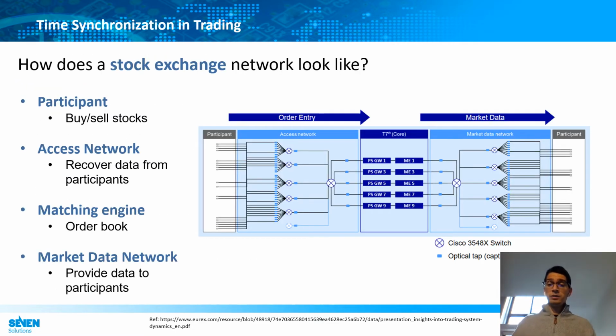A typical stock exchange network will have these four parts. First one will be the participant side. These are the people co-located to the stock exchange to reduce the latency. Then they will have the access network receiving all the information from the participants and taking it to the core, to the matching engine, where they perform the trading between the buy and the sell orders. After making that trading, they will propagate that information back to the participants, which is the market data, and for that they will use the market data network.